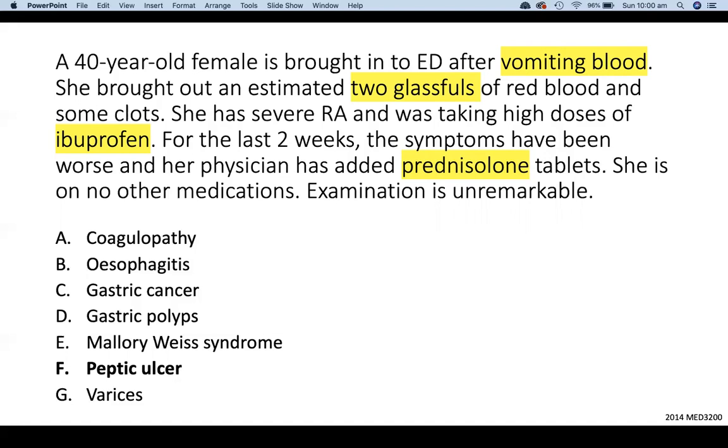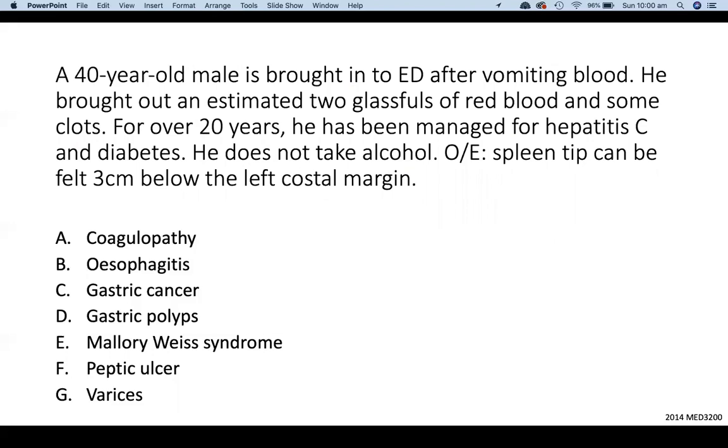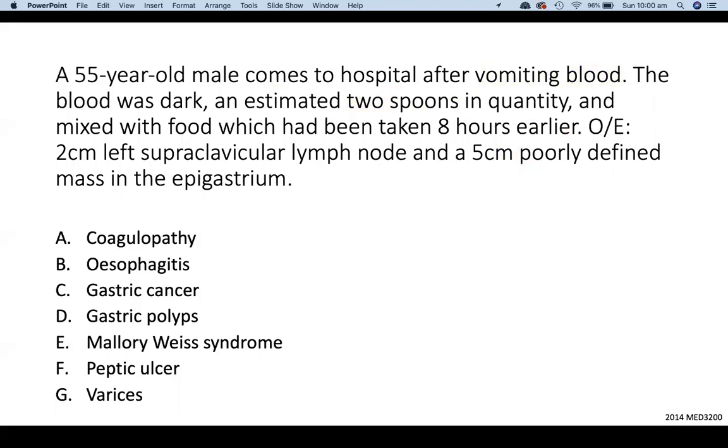Okay, so vomiting, two glassfuls, hep C, diabetes, and spleen tip can be palpated. So what's this? Varices, good. Vomiting blood, this time it's two spoons, so not as much, and left supraclavicular lymph node. Yeah, cancer, okay.